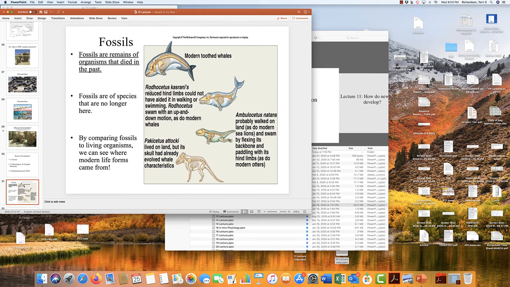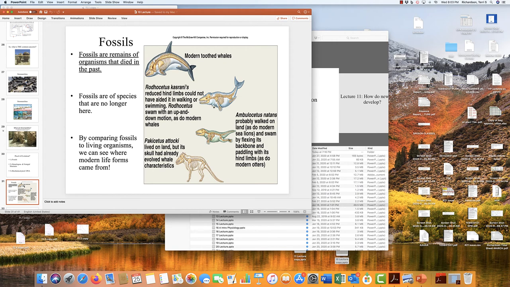Then we got Rodhocetus, and this organism had reduced limbs, probably not walking anymore, probably swimming all the time, but maybe using them as like back flippers.